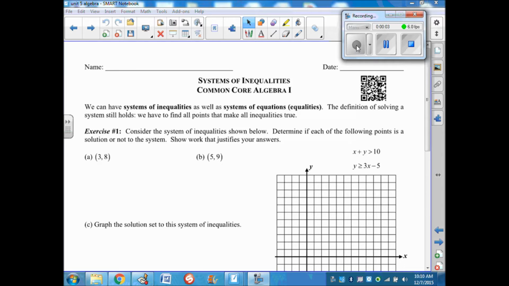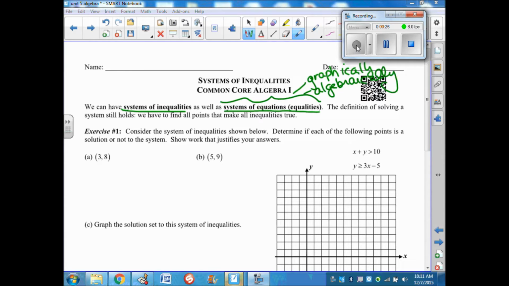Systems of inequalities. So we have systems of inequalities as well as systems of equations or equalities. We've been working with systems of equations, where we've been solving them graphically and in two forms algebraically, either by substitution or by elimination. So now let's talk about our systems of inequalities.